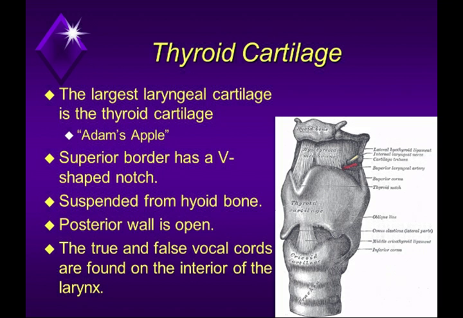Thyroid cartilage, also known as the Adam's apple, is more prominent in males than females, but both of us have it. It has a superior border with a V-shaped notch, so you can always find the thyroid because it has a little notch on the top of it. It is suspended from the hyoid bone through some ligaments.